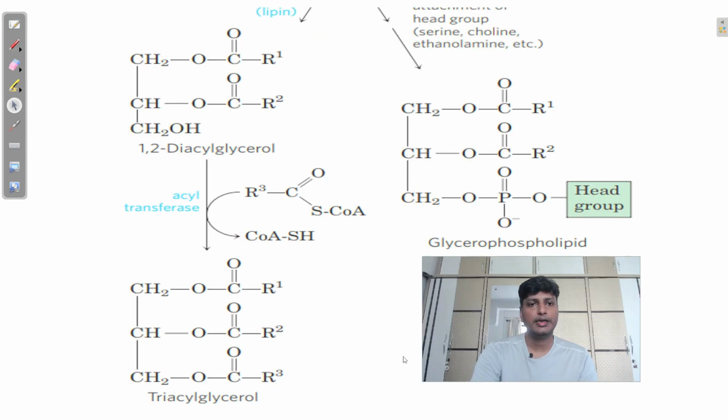As you can see here, the 1,2-diacylglycerol is getting converted into triacylglycerol by attachment of a third fatty acid on the third carbon, or here on this side you can see there is an attachment of a particular type of head group, and a different type of phospholipid will get formed depending on the type of head group which is attached.